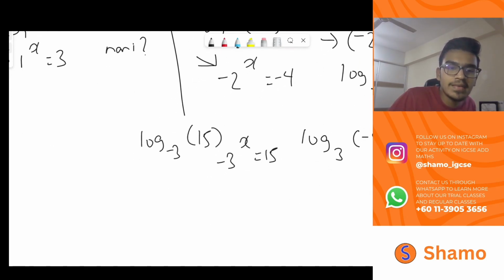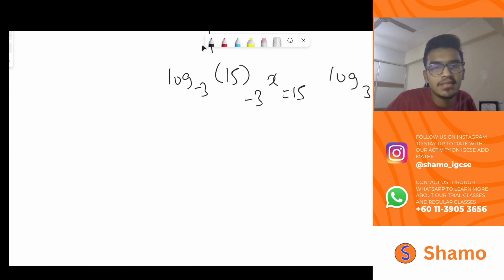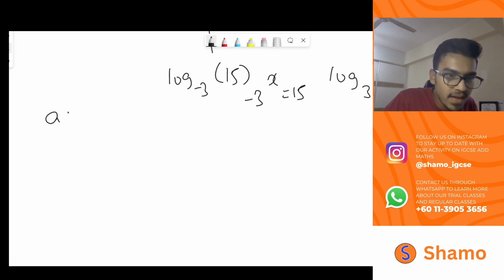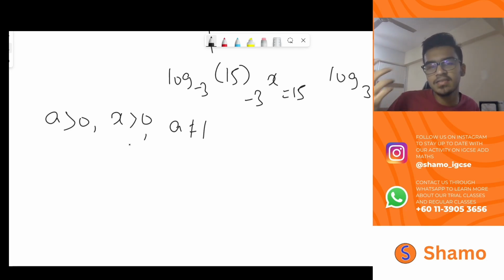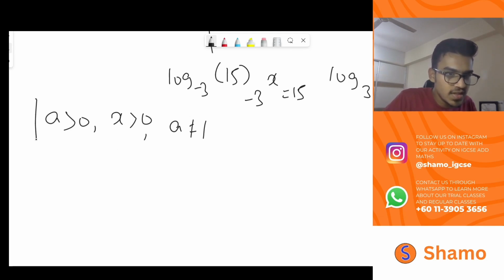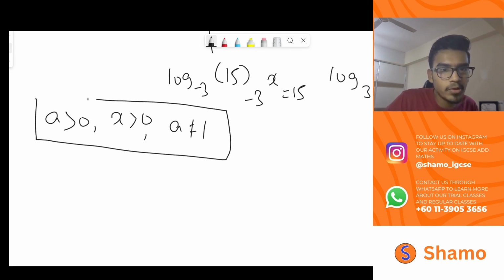So to avoid that confusion, I've defined it in such a way that the base is always positive and the argument is always positive, and of course a is not equal to 1, based on what I said earlier. 1 to the power anything is just 1. So these are some important restrictions to the values which you should know.